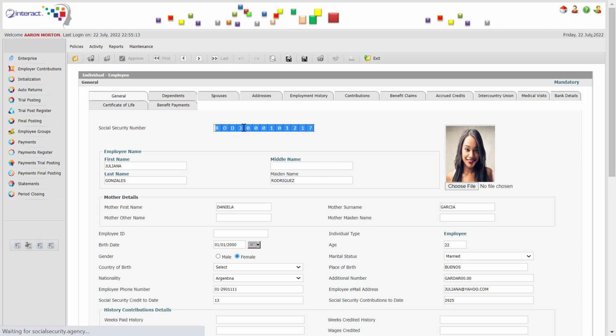It's time to look at how we request, process, and pay benefit claims. In this next round, we will look closer at Juliana Gonzalez, and I will copy her social security number, because I'm going to need that in a minute.